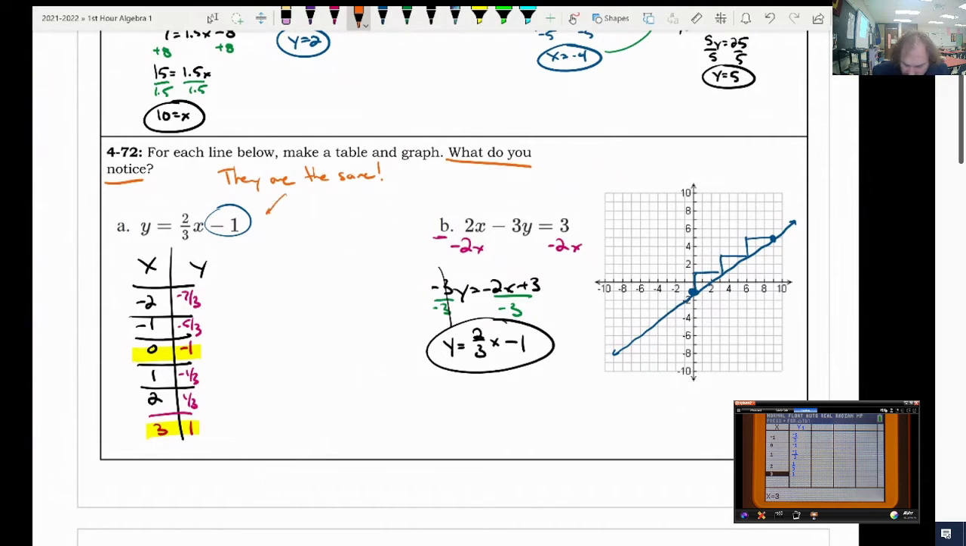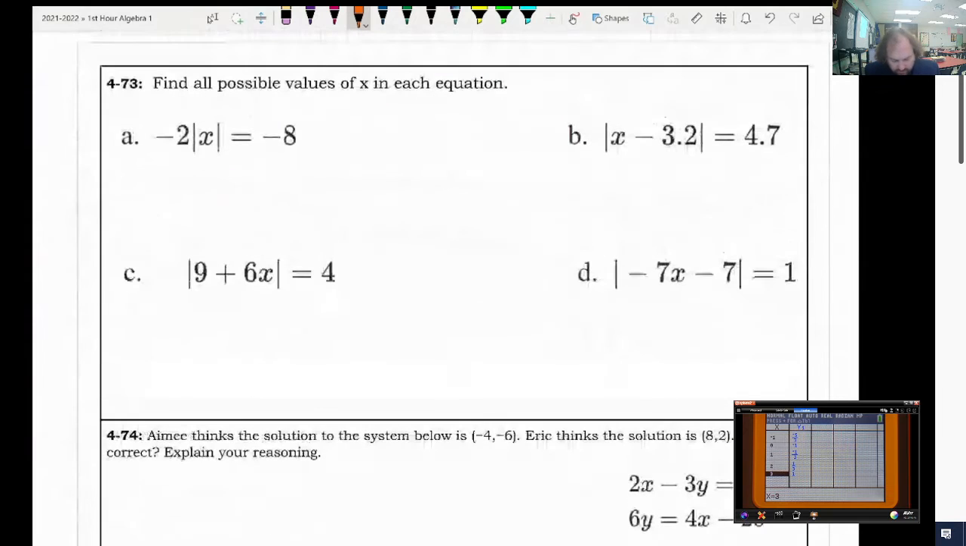So I want you to notice that these two equations are actually the exact same equation. If you wanted to graph the second one, it would just go right on top like that. Pretty cool. Next question, 473, got some absolute value equations here.